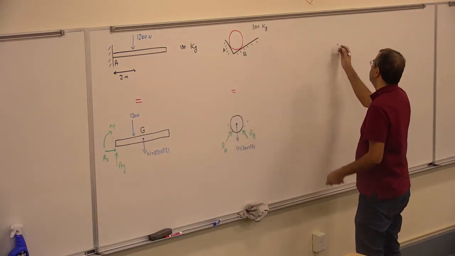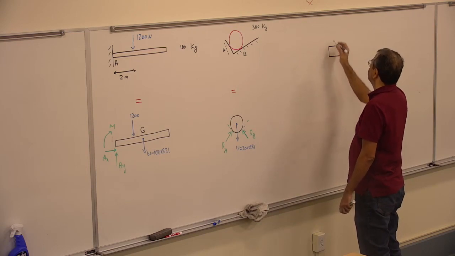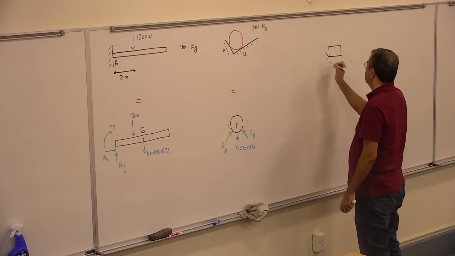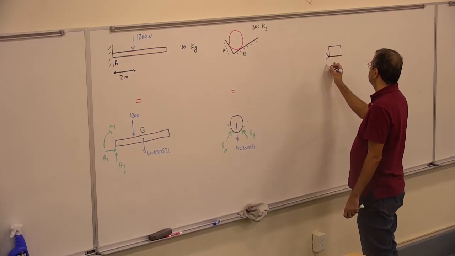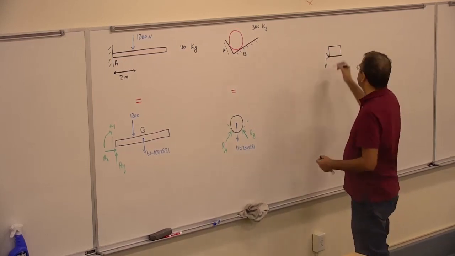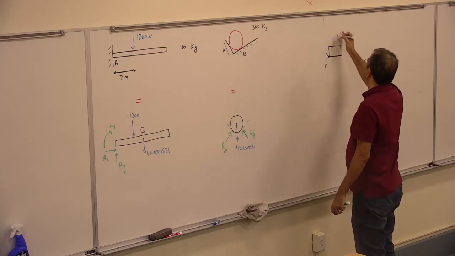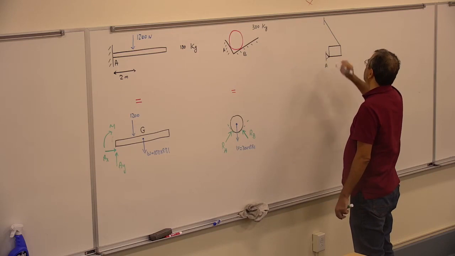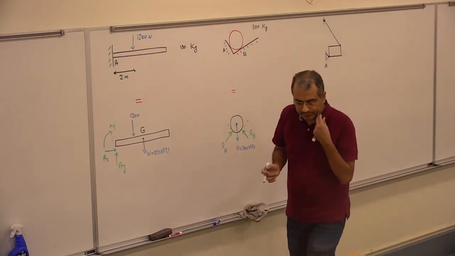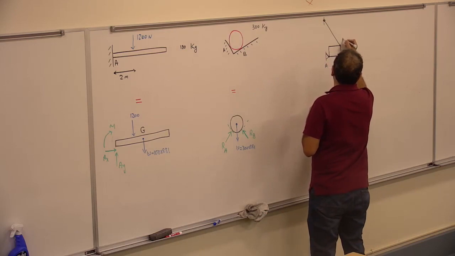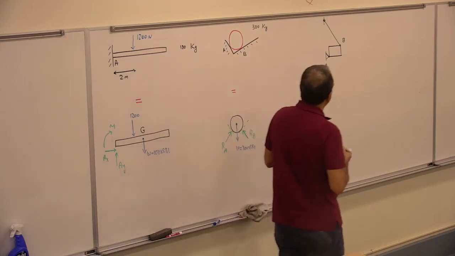So next one, let's just assume I have a box for it, then that is connected to a pin at that point, A. And with the rope it is connected to that point. And so for example it's 200 kilograms.